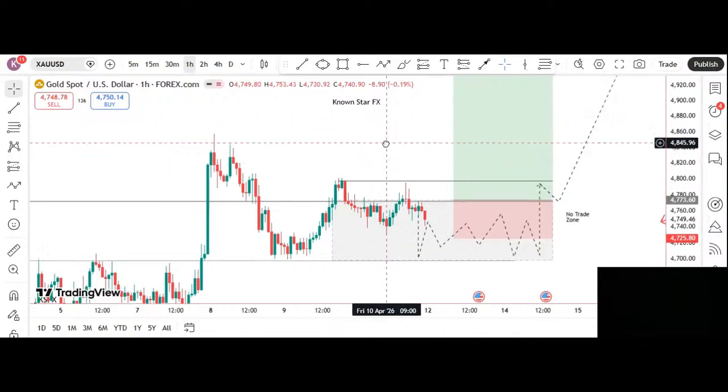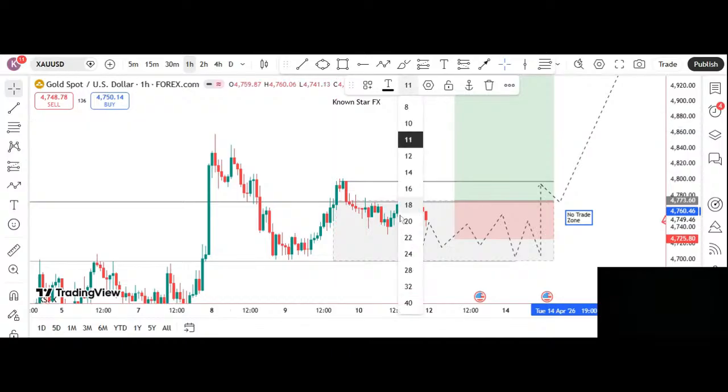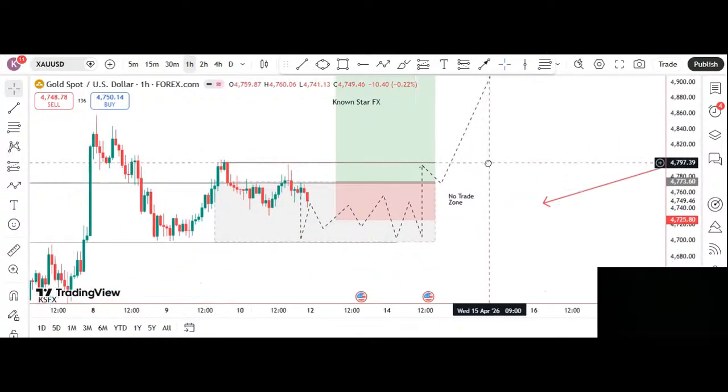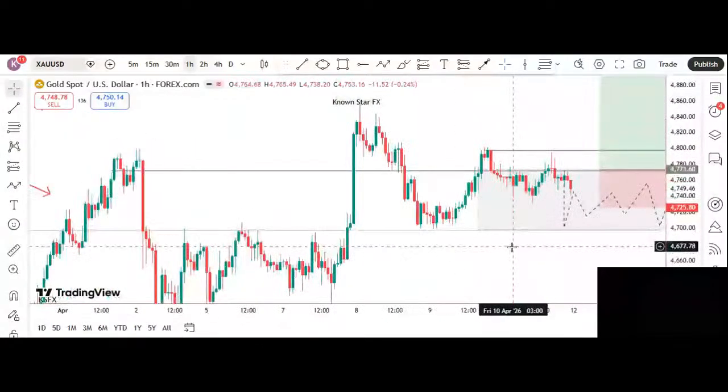That's my expectation for gold this week. This is a no trade zone, bro. There's no way you should be trading in this zone. You're just going to be playing around, because this zone is more like a consolidating zone.